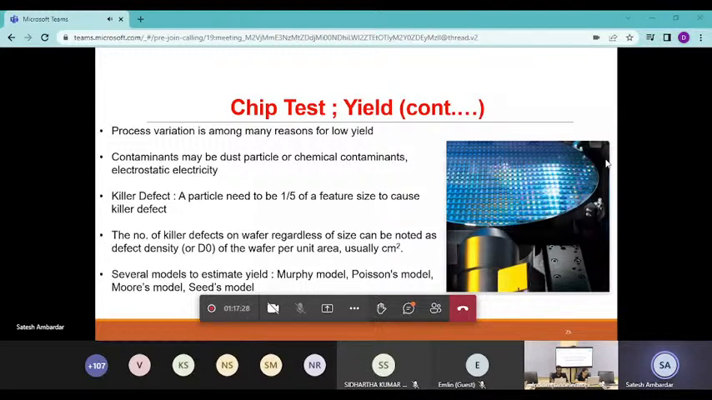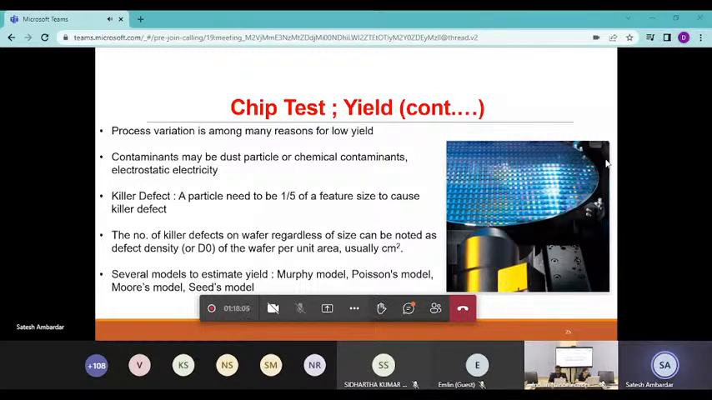And for a killer defect, the particle size has to be about 1/5 of the feature size. For instance, if we are talking about 28 nanometer technology, then the particle size has to be 1/5 of 28 nanometer, so we are talking about 5 nanometer. The number of killer defects on wafers is noted as the defect density. Defect density in any modern fab is about 0.1 per centimeter square. This is the target for any fab nowadays.